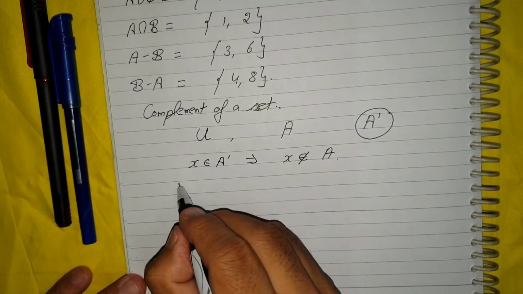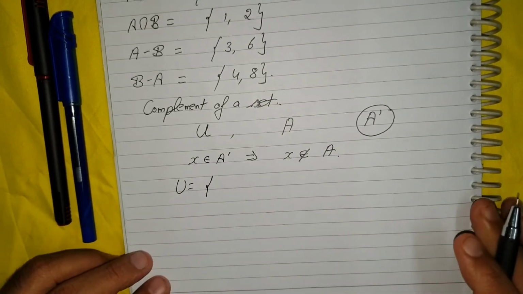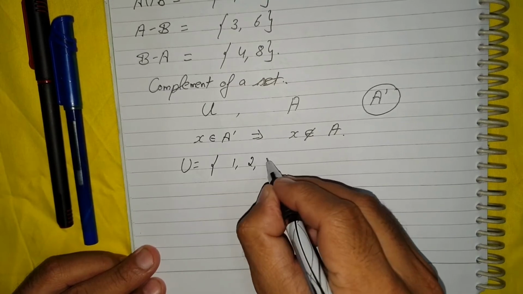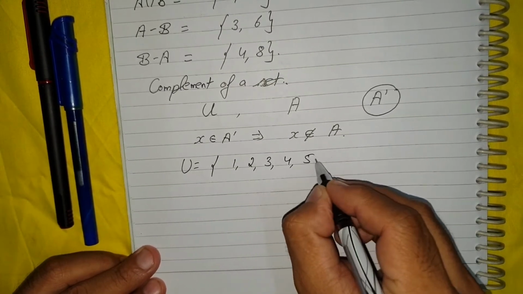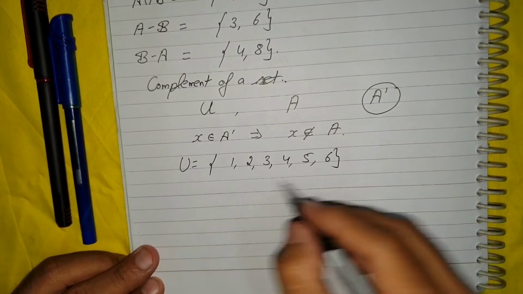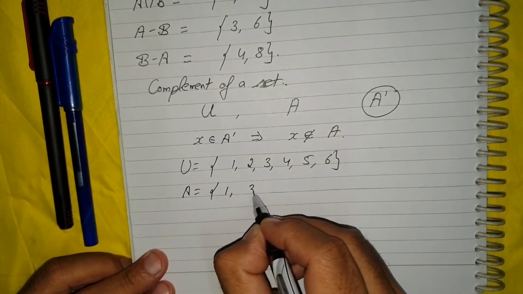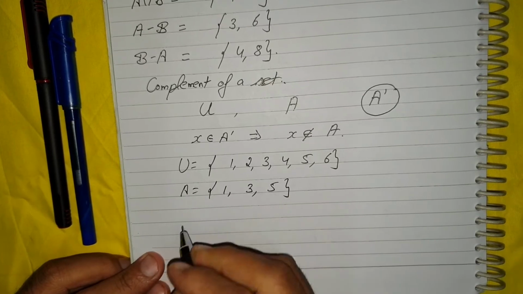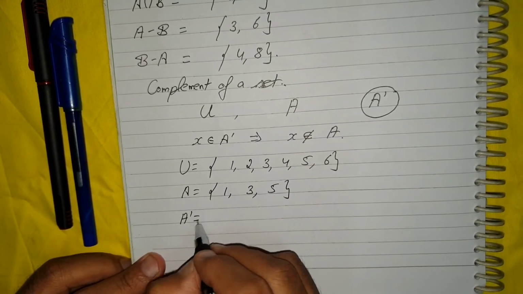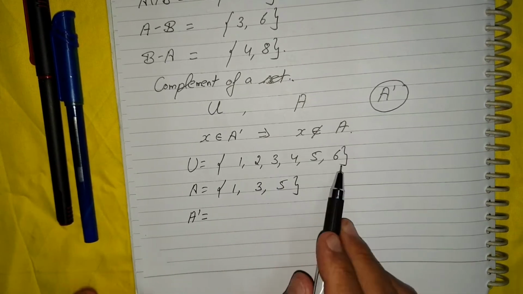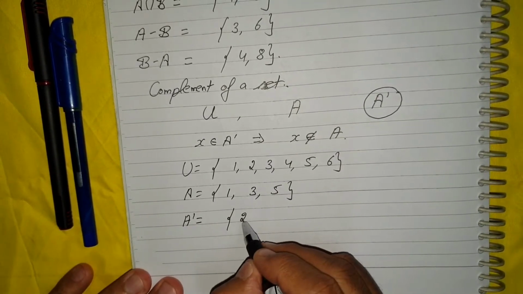You can take U as a set. For example, let U be 1, 2, 3, 4, 5, 6. Let A be 1, 3, 5. Then A dash will represent, you have to minus 1, 3 and 5. So 2, 4, 6 will be A dash.